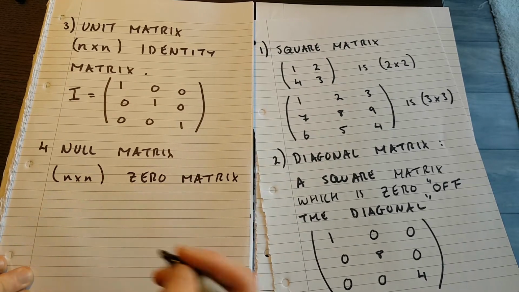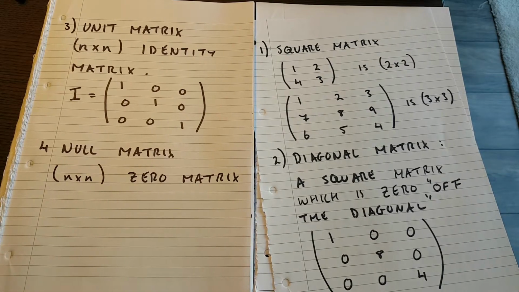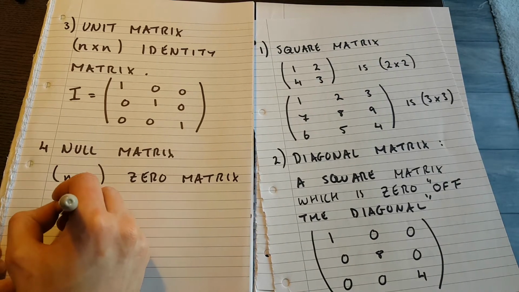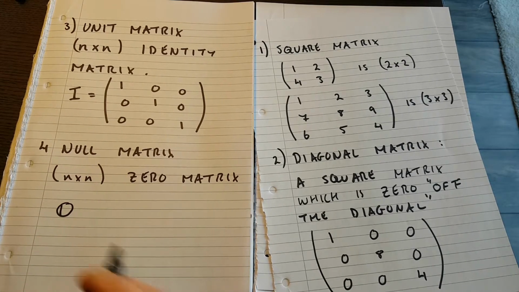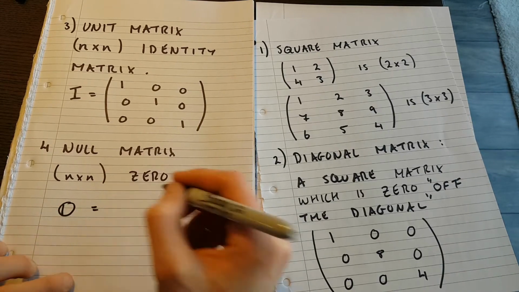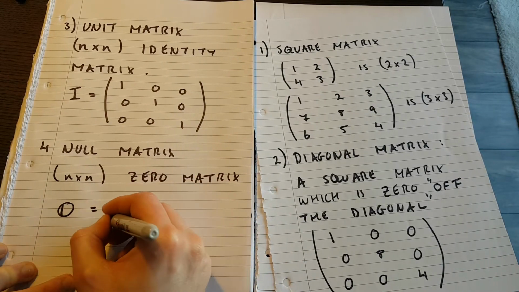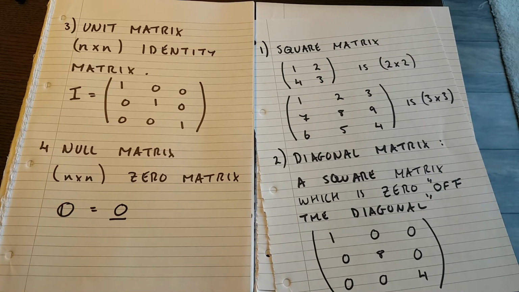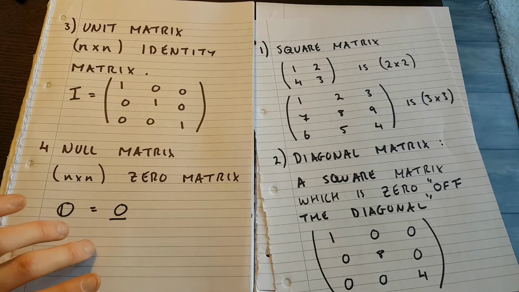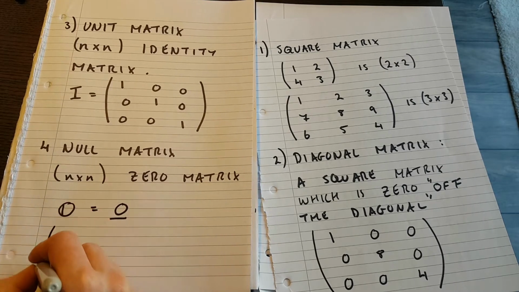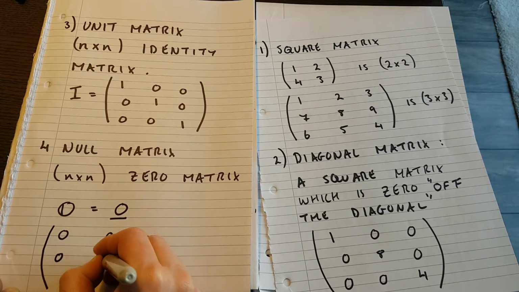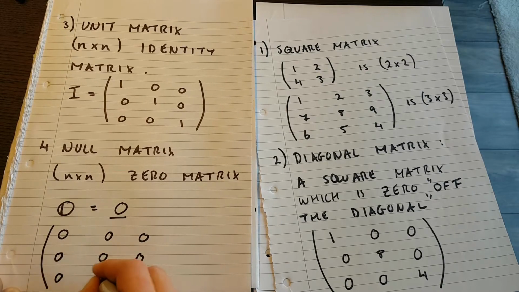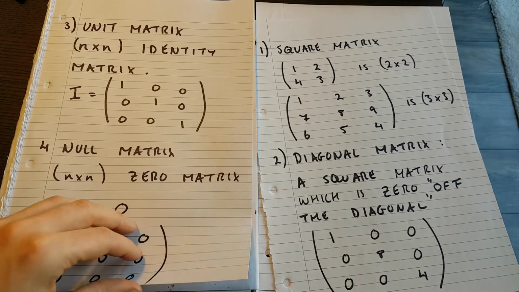So how do I write that? There's no standard notation. I've seen it written like that, 0 with a little bar next to it. I've also seen it written as 0 with an underline, although some people use that for the 0 vector. There's no standard notation for this one that I'm aware of, but the matrix is very simple, of course. This is the 3 by 3 0 matrix, and it is just a 3 by 3 matrix with all zeros.